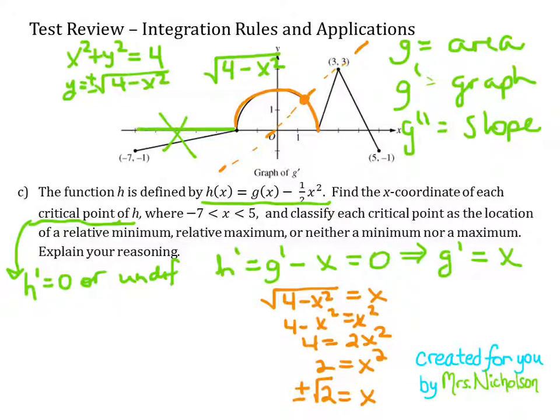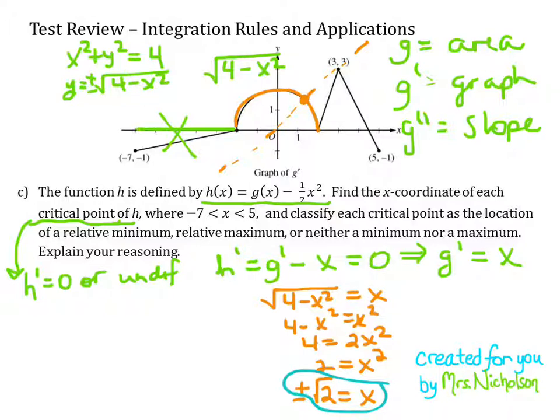Now it can't be negative for our situation because the circle graph is all positive. So I'm just interested in the positive aspect of this. So that is one of my critical numbers. x is equal to the positive square root of 2. So that's one of them.